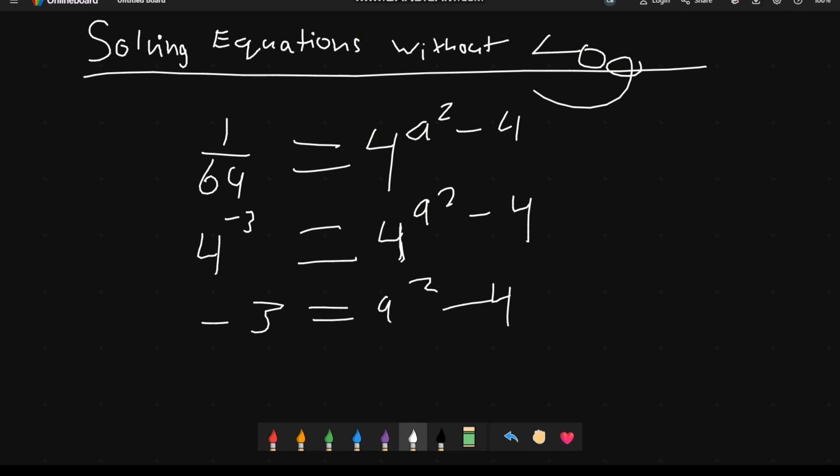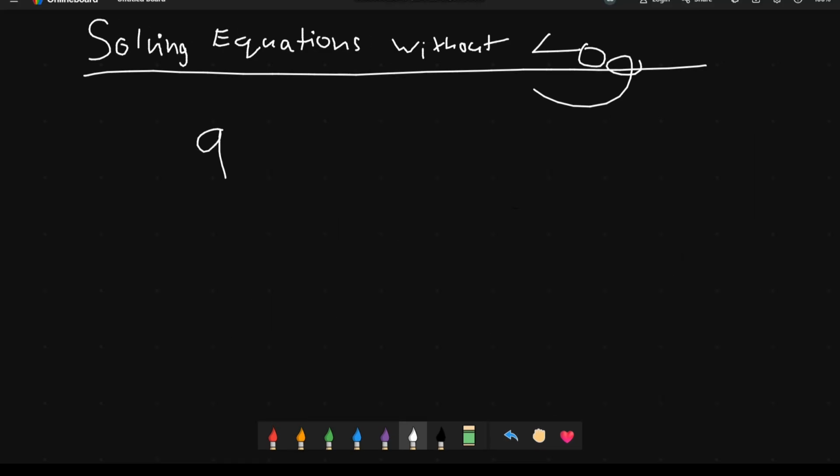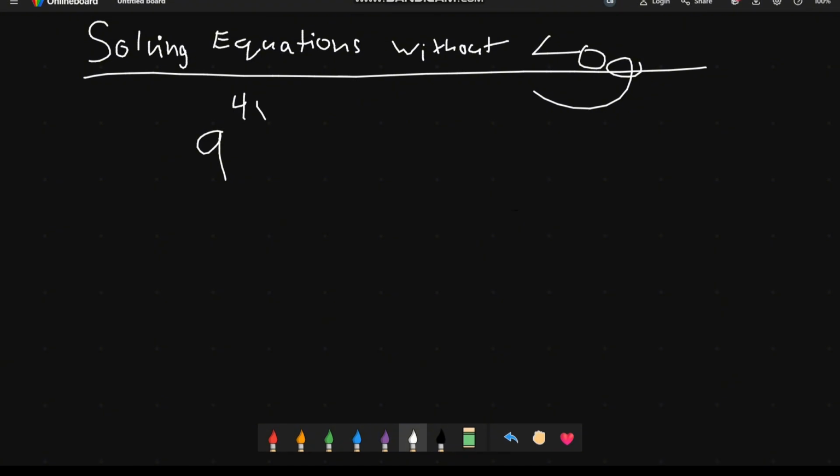Now we just simplify. So we add 4 on the other side, and we're left with 1 equals a squared. Then you would take the square root, since the opposite of square is square root. And then you're going to be left with 1 equals a, or a equals 1. The next problem we'll be doing is 9 to the power of 4x minus 26 equals 81.